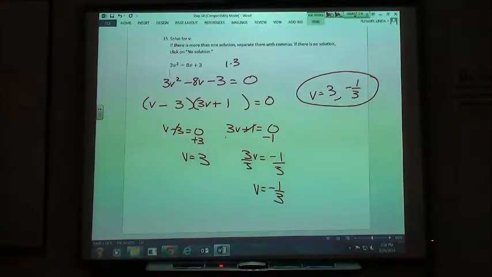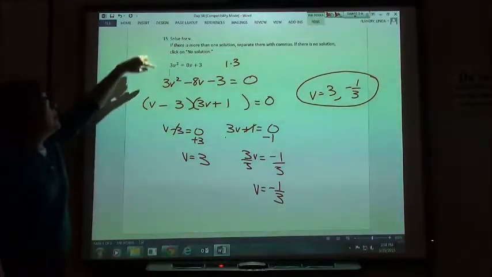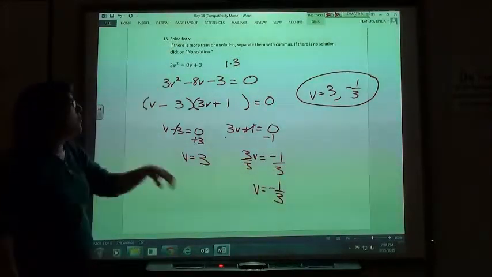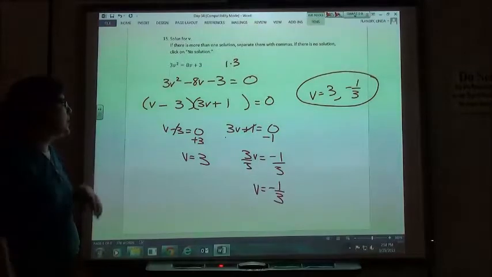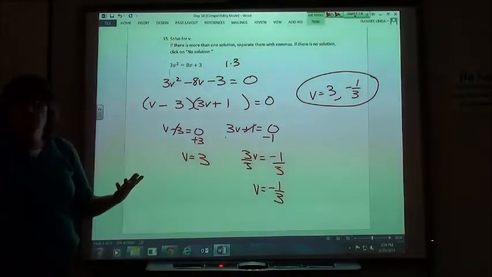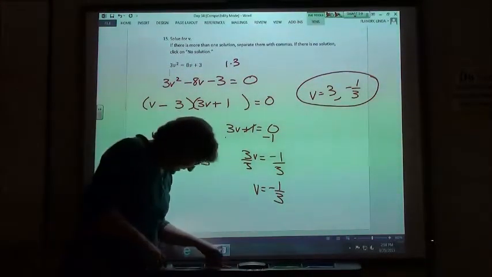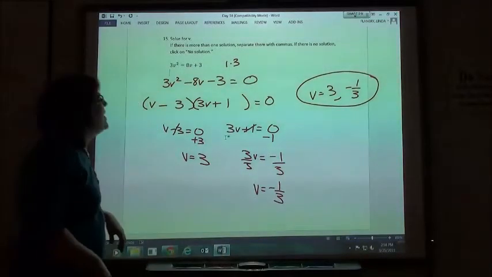So solving my quadratic expressions, that means there's a squared term. We're going to set them equal to 0, factoring them out, and we should end up with 2 solutions, or maybe the same solution twice. And that should be the end of that chapter.